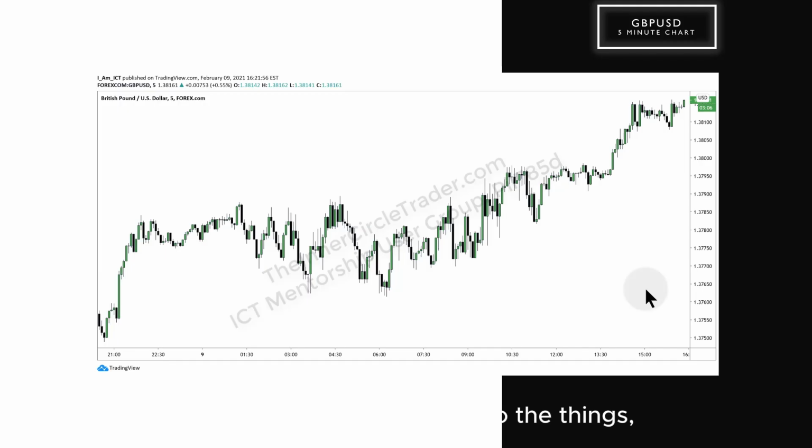I'm drawing your attention to these things. What you're seeing here is a signature that I've been talking about for months with cable. Even though it's been going up, it's just really fickle. It doesn't want to do clean price runs. And when you look at other pairs, wow, it's like night and day different.